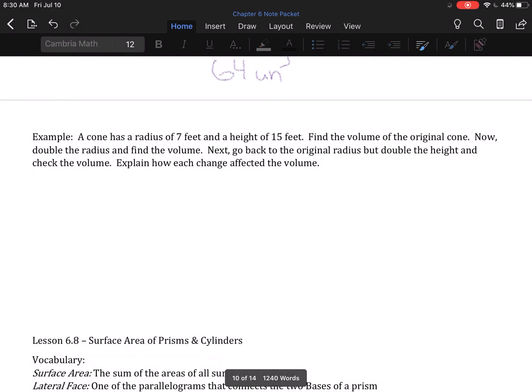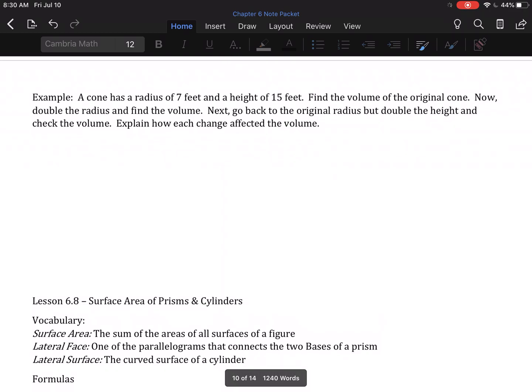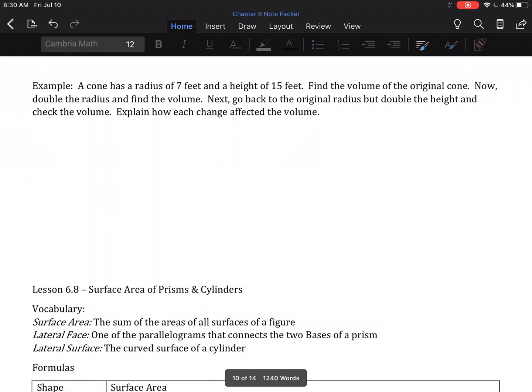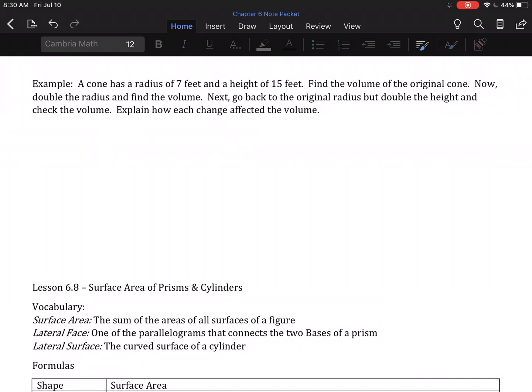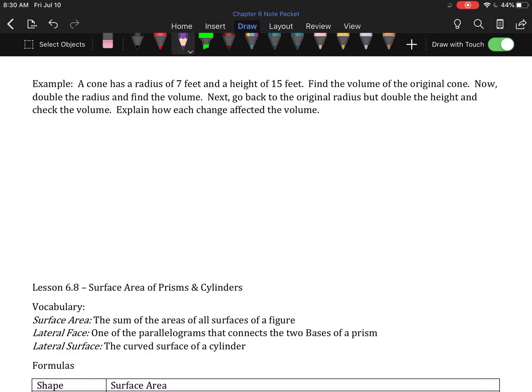A cone has a radius of 7 feet and a height of 15 feet. Find the volume. Double the radius, find the volume. Double the height, find the volume. And explain how each change affected it. We did something very much like this last time. So we're going to have the original, which will be 1/3 pi times 7 squared times 15. That's 7 squared is 49. 1/3 of 15 is 5. 49 times 5 is 245 pi.